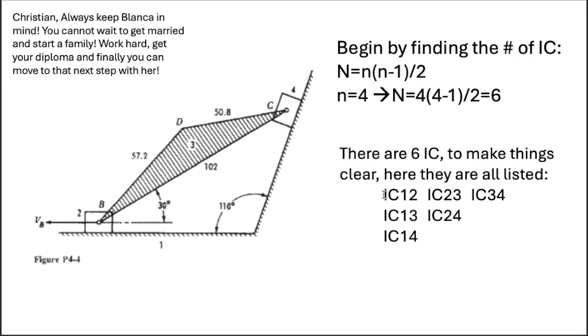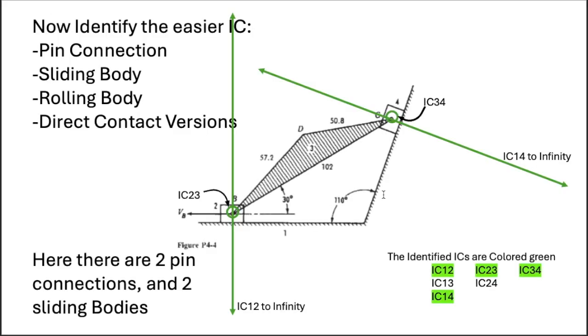The next step is to find the easily identifiable ones. So what are the easily identifiable ones on this example? Our easily identifiable instance centers are the pin connections, the sliding bodies, rolling bodies, and then the direct contact options of sliding and rolling bodies.